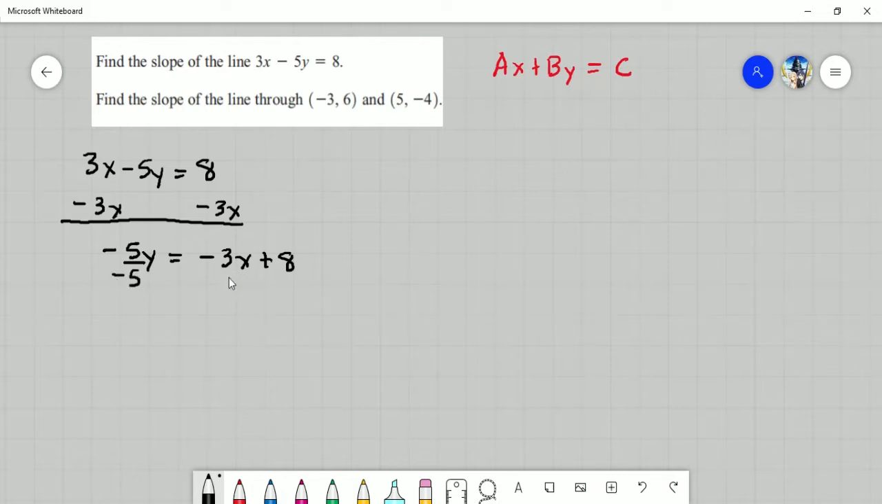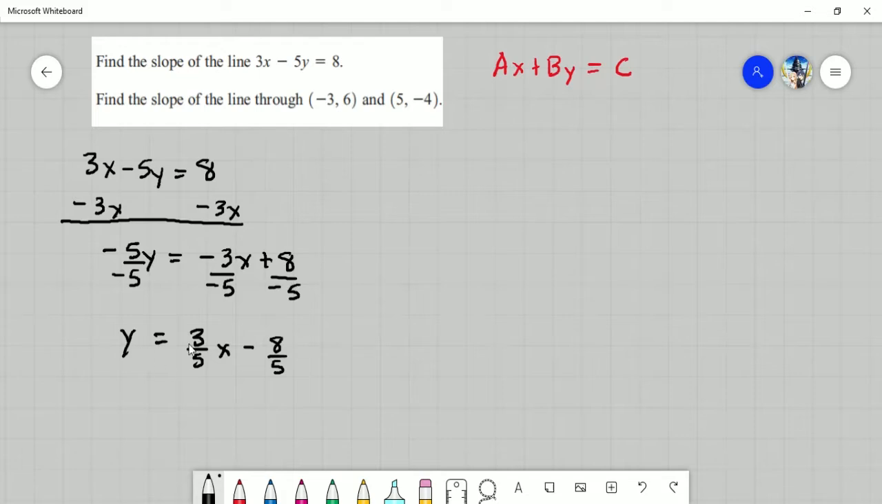So on the right side, the negative 5 will be divided into every term that is over there. So the negative 3x and the plus 8, that negative 5 gets divided into both of those. So I will have y is equal to a negative divided by a negative is a positive, so I have 3/5 x, and a positive divided by a negative, or vice versa, gives me a negative, so this is a negative 8/5.